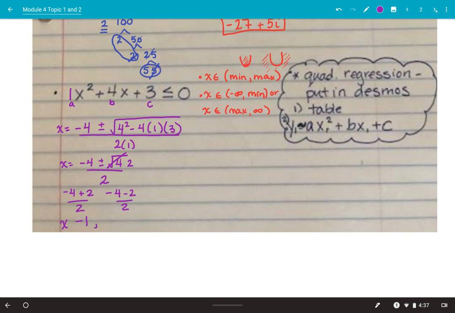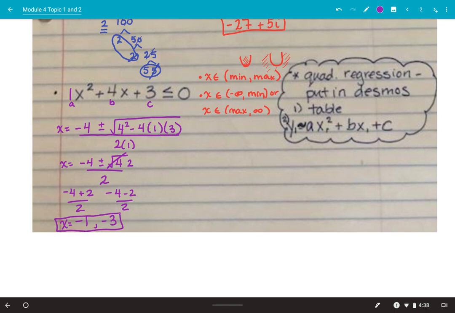Negative 6 over 2 is negative 3. So we know our min and our max. Our minimum is negative 3, our max is negative 1. Those are where it crosses the x-axis. Now we have to decide which ones are those. So what you want to do is pick a number smaller, in the middle, and bigger.